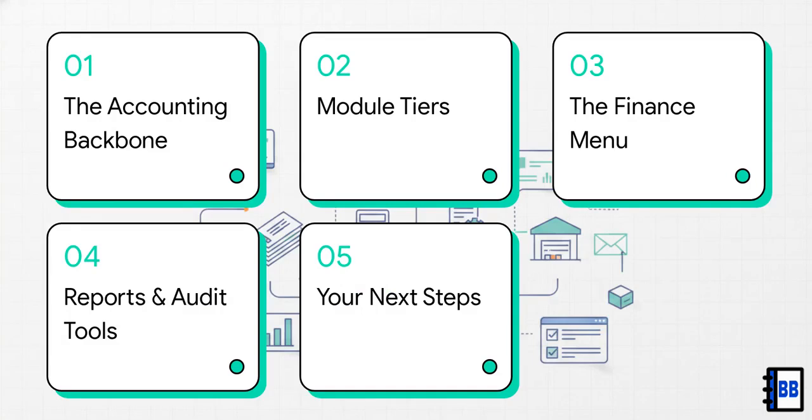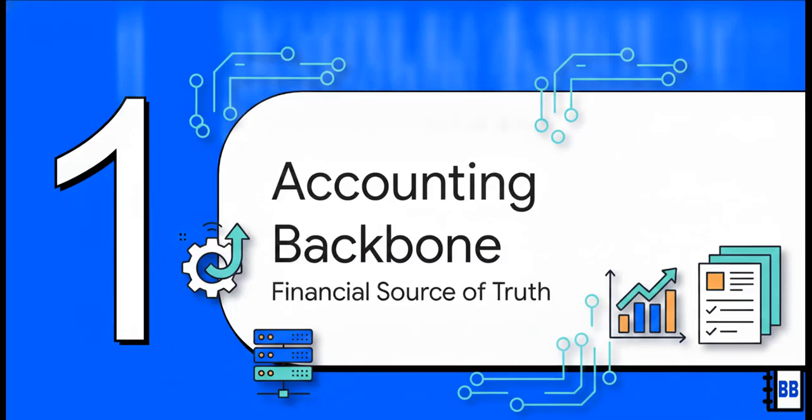Here's our quick roadmap for today. We'll be looking at the accounting backbone, understanding module tiers, navigating the finance menu, diving into reports and audit tools, and then wrapping up with your next steps. Kicking things off with Section 1, the accounting backbone, which is your financial source of truth.